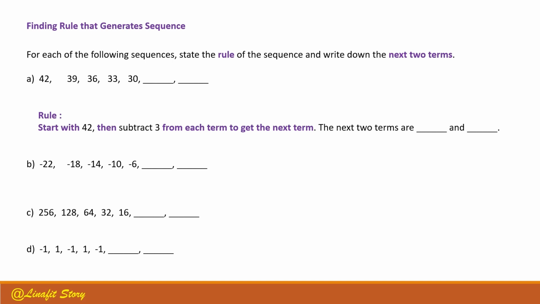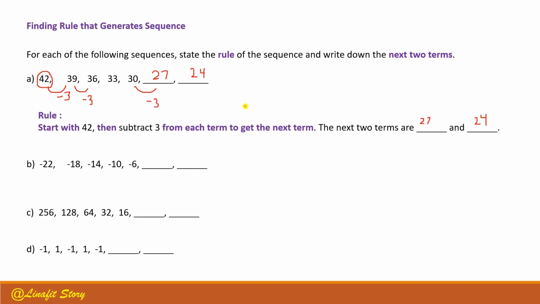Finding the rule that generates sequences. For each of the following sequences, state the rule of the sequence and write down the next two terms. Question A. 42, 39, 36, 33, 30. And after that, 27 and 24. So we know here, start with 42, then subtract 3 from each term to get the next term. The next two terms are 30 minus 3 is 27. 27 minus 3 is equal to 24.